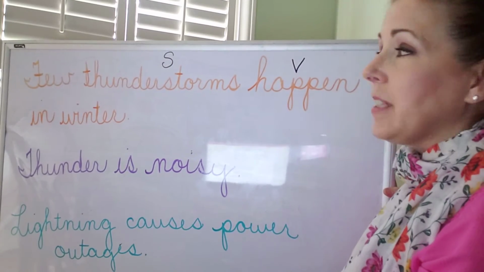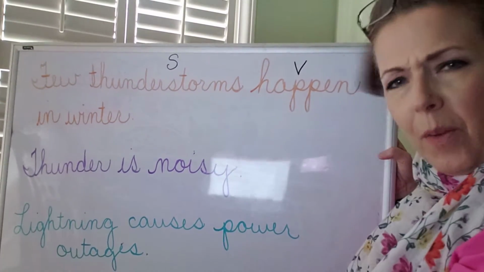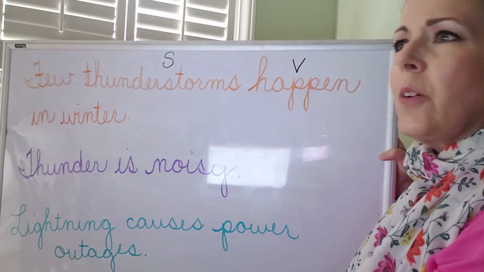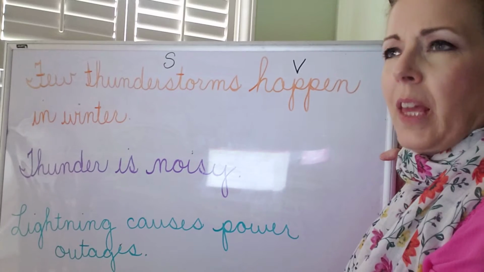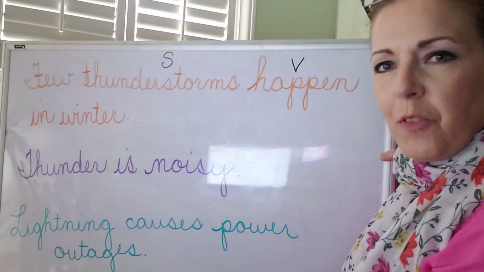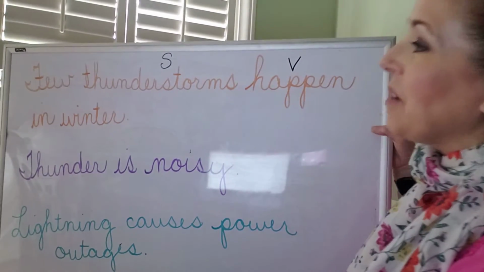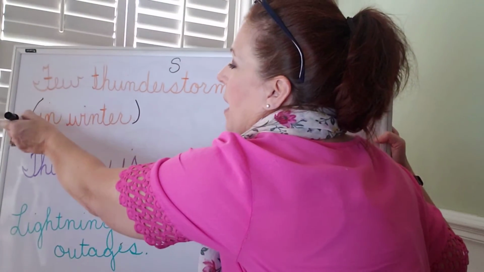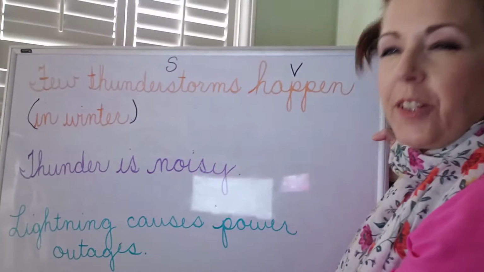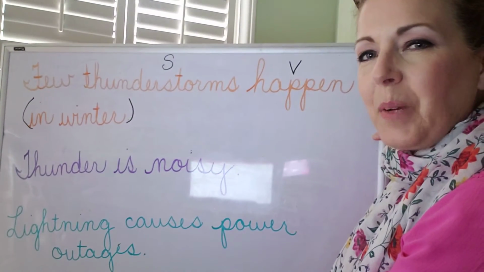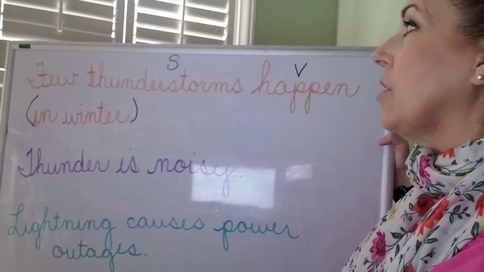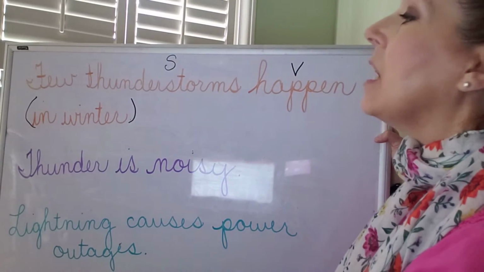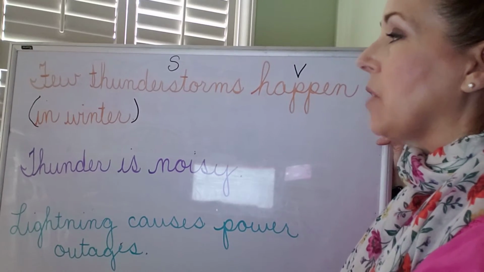What is the other thing we're going to look for in our sentence? That's right, Jack, it's the prepositional phrase. Do we have a prepositional phrase in this sentence, Jack? Jack, what is our prepositional phrase? In winter. Absolutely right. So we are going to put parentheses around in winter. Let's look at our sentence. Thunderstorms is the subject, the verb is happen, and the prepositional phrase is in winter.